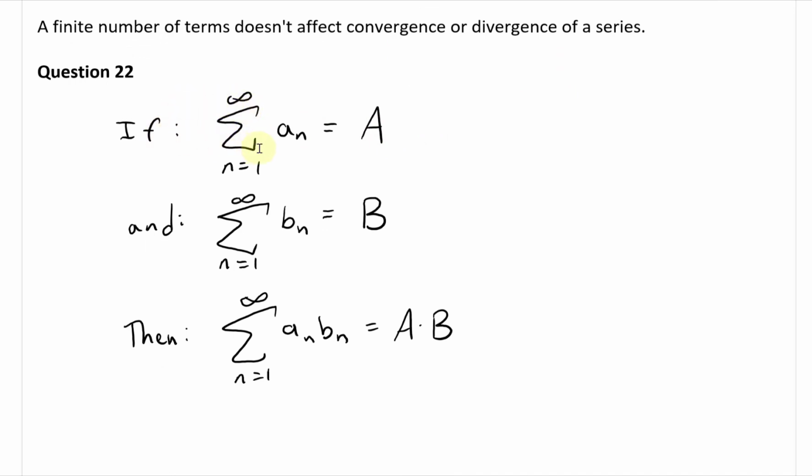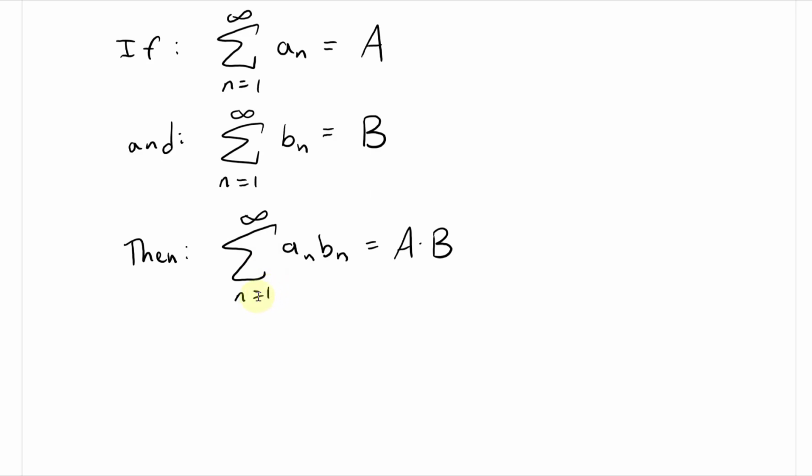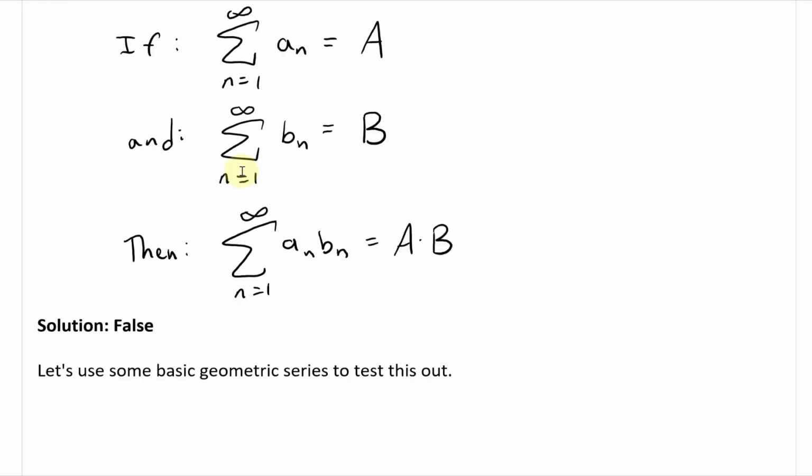If the summation from n equals 1 to infinity of a_n equals capital A, I'm assuming it means it's convergent. And you're given that the series summation of b_n from n equals 0 up to infinity equals capital B. Then the summation from n equals 1 to infinity of a_n times b_n equals capital A times capital B. All right, let's take a look at the solution. And also note this is the last question of the quiz.